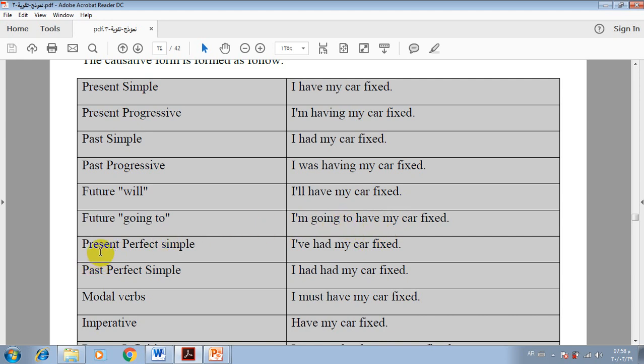And the present perfect simple, we know it consists of have or has plus past participle. So in the causative form, we use it like this: have or has plus past participle form of have plus object plus past participle. So the example must be like this: I've had my car fixed.